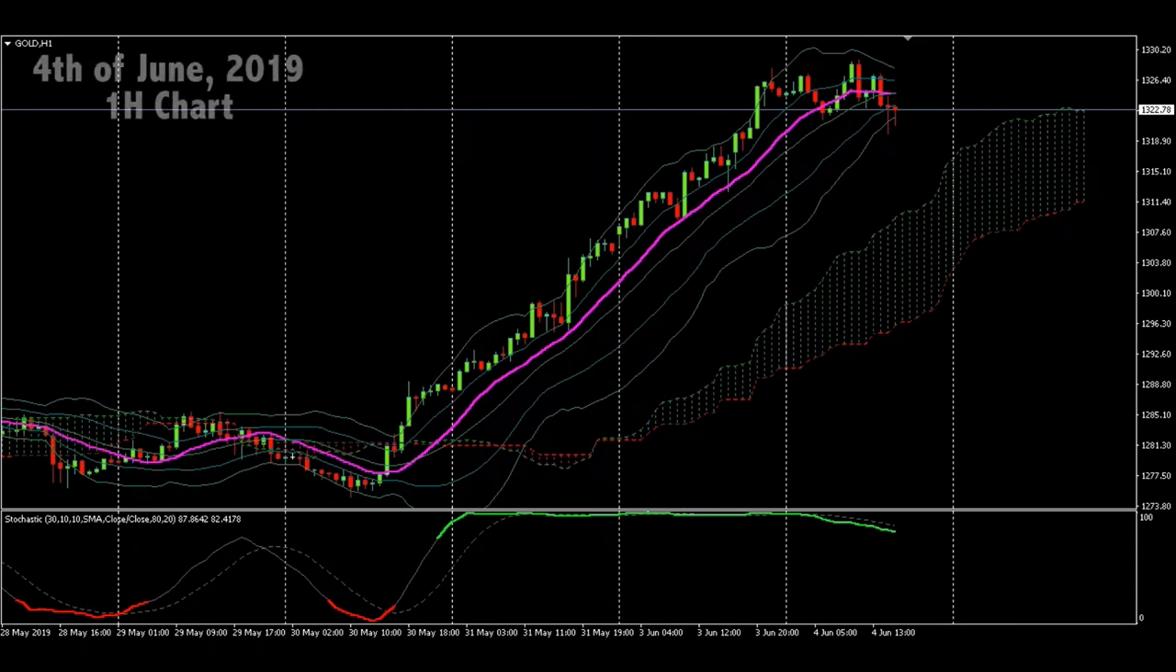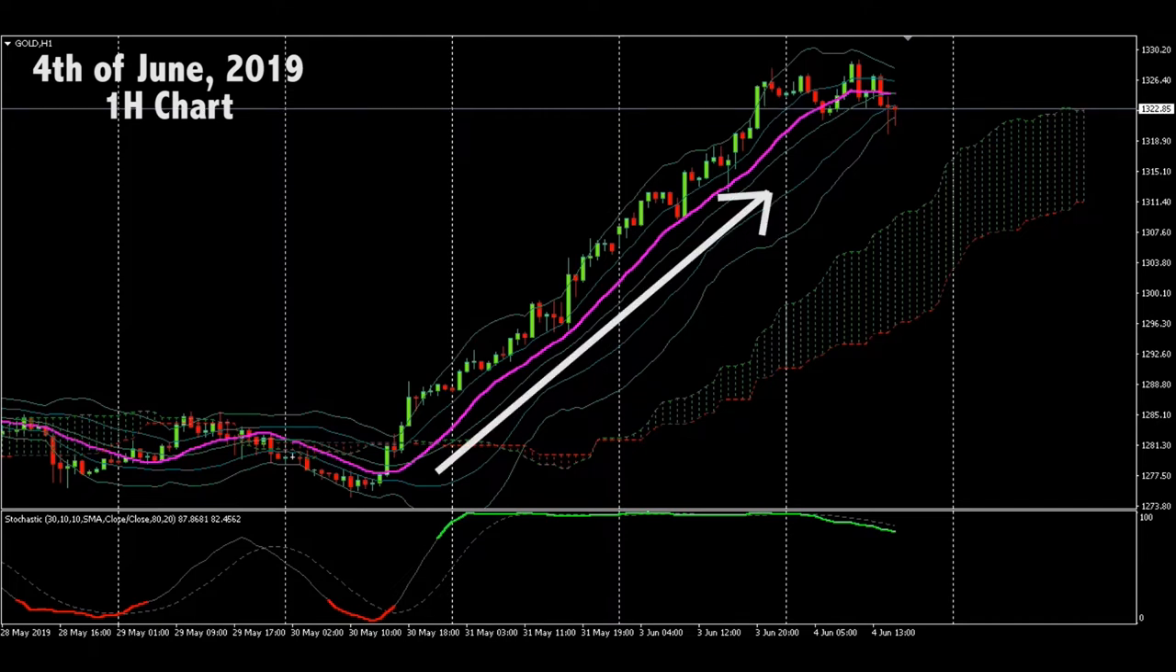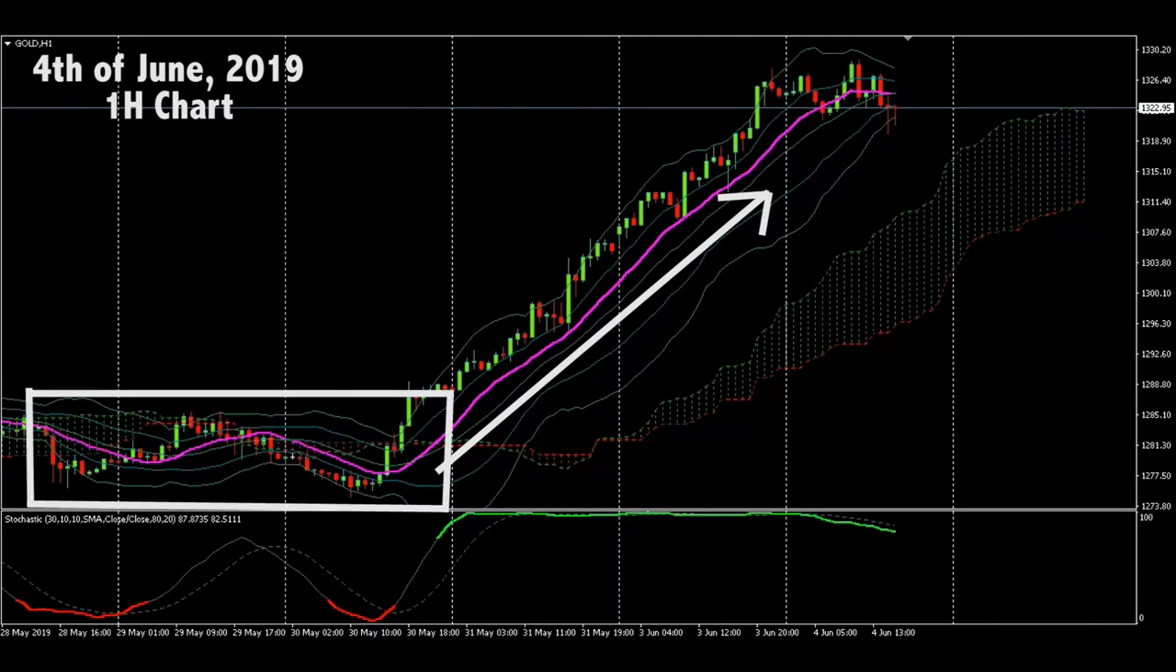Alright, this is the 1 hour chart of gold on the 4th of June in 2019. And what do we see here? It's been an uptrend since May 30th and has been renewing the higher price since then until yesterday. The price was above the Ichimoku cloud and also above the moving average. So those who bought at these lower places had no reasons to take profit until today.